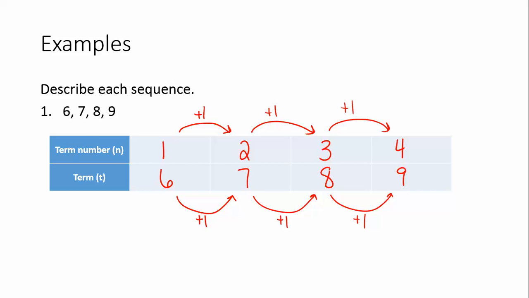So if we were to write an equation that describes the sequence, to find a specific term, we're going to take the term number, which is n, and we're going to add 5. So notice 1 plus 5 is 6, 2 plus 5 is 7, 3 plus 5 is 8, and 4 plus 5 is 9. So we can describe the sequence using words, and now we've also written an equation.